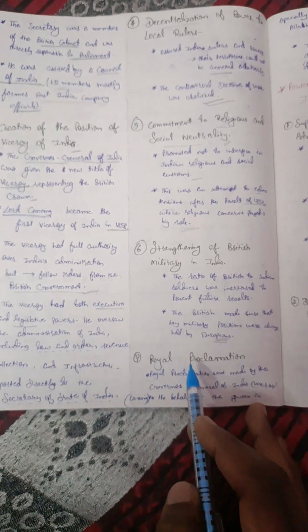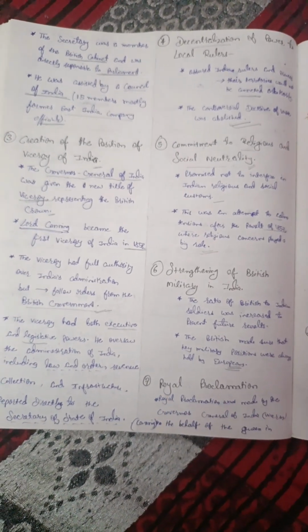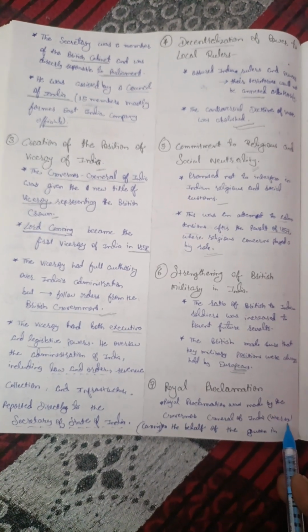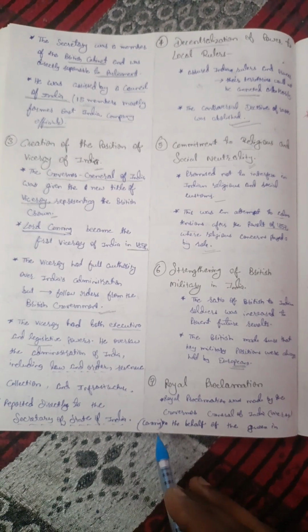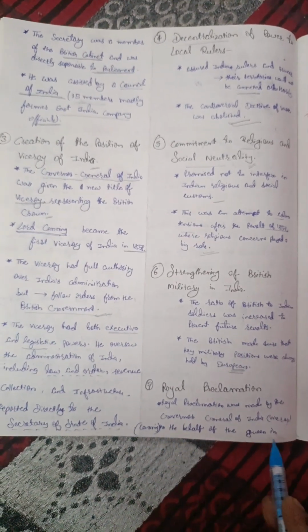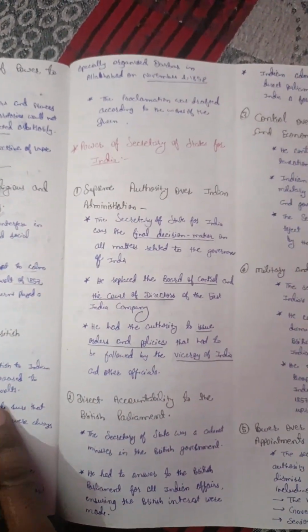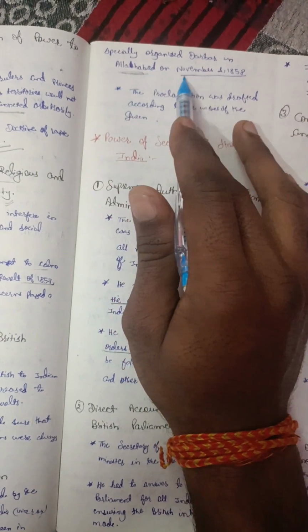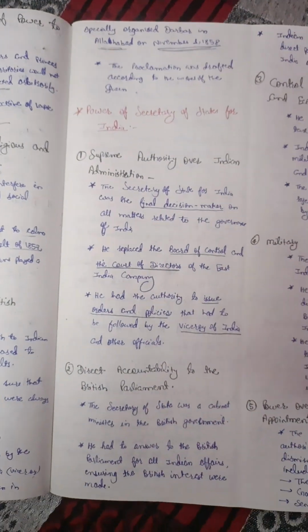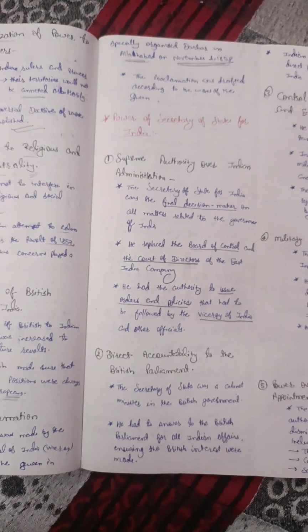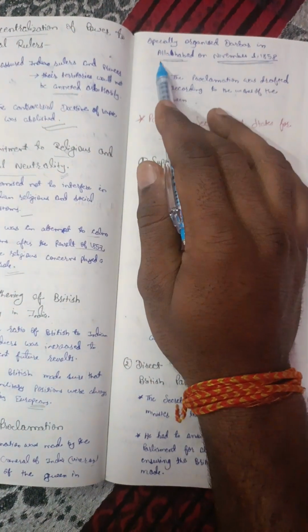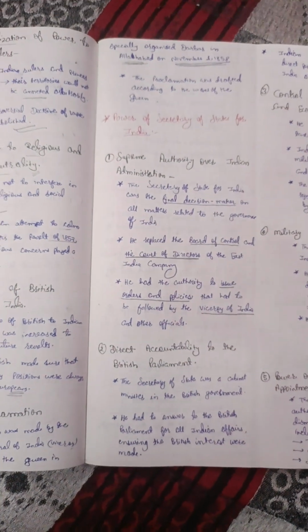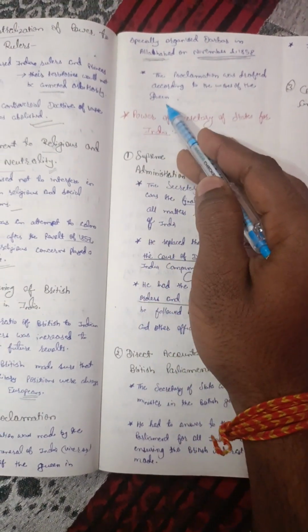Also, the royal proclamation was in the provision, and it was to be made by the Governor General of India, who is the Viceroy, and at that time that was Lord Canning, on behalf of the Queen, at a specially organized darbar in Allahabad on November 1, 1858. You should remember that the proclamation was made in the Darbar of Allahabad on November 1, 1858. Also, the proclamation was drafted according to the wishes of the Queen.